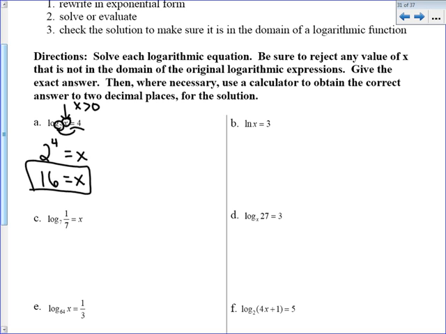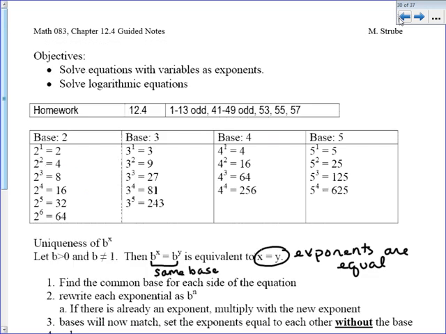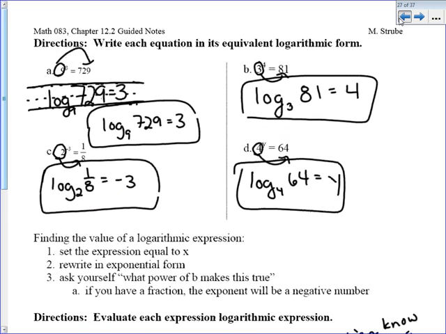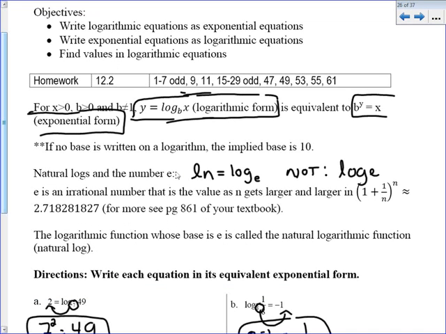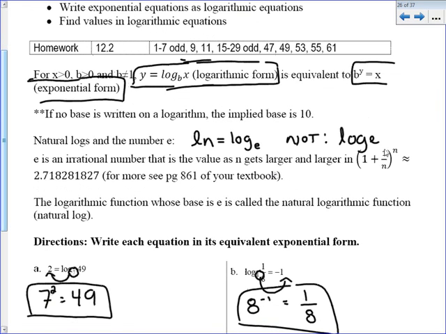Now B, we have a natural log of some number equals 3. So natural log. We talked about this, but we didn't use it last time. Let me go back to the beginning of our notes: natural log and the number e. We talked about the number e as it gets bigger and bigger and bigger, and that a natural log is a log base e. That's one of your extra credit questions as well.